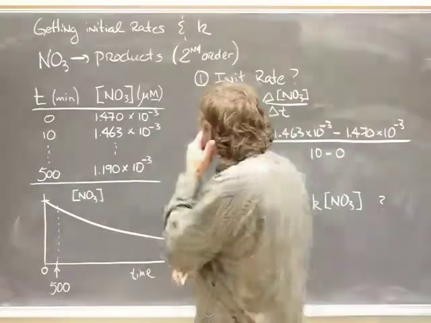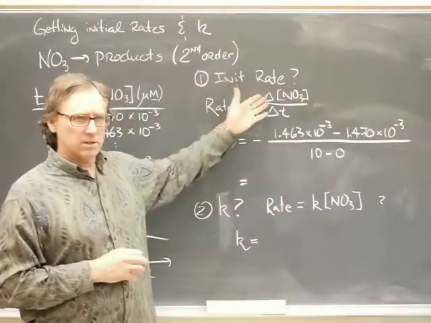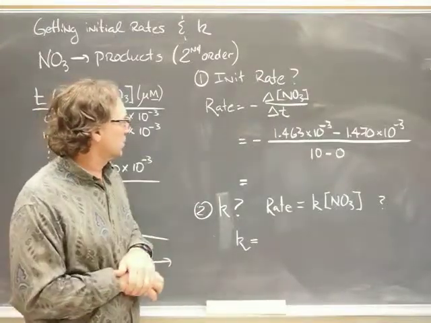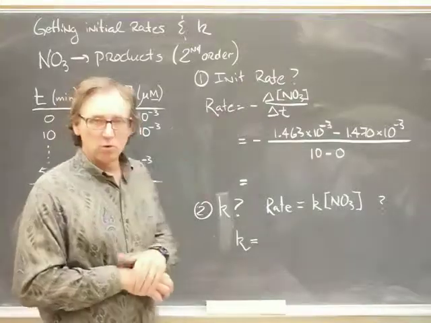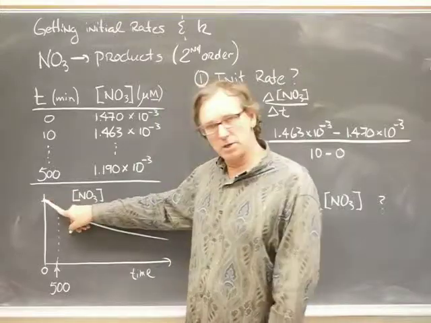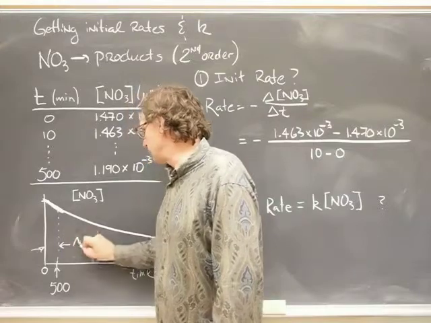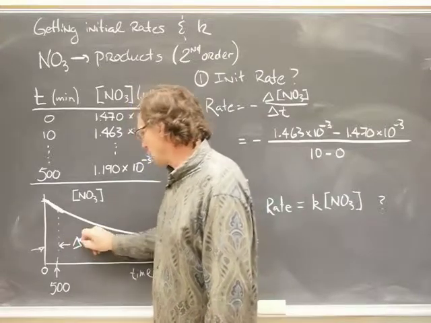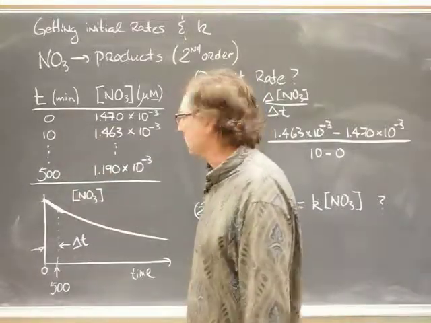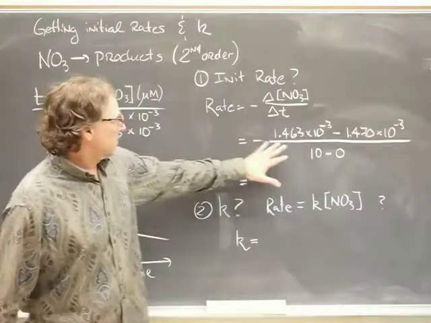So how are we going to do that? Well, the initial rate is just the negative of the slope of the NO3 concentration over time. That's the rate rule. So we would be talking about this slope right here. There's a change in the concentration of NO3, and we would divide that by the change in time, delta t, for some interval. Now, it's most convenient to use the first two numbers here, so that would be from 0 to 10. So that's how I'm going to set this up.